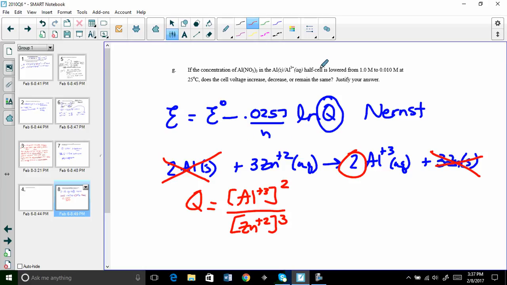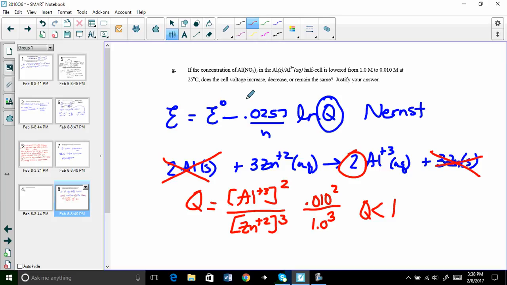But now this is what this question is saying. This is still 1 molar. But this now, here's what they want you to do, mathematically. This now is 0.010 molar. And so you can see that 0.010 squared divided by 1, Q is less than 1. I don't even care what it is. You can calculate it if you want. The natural log of a number less than 1 is negative.